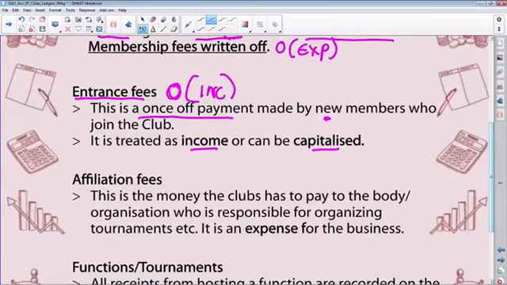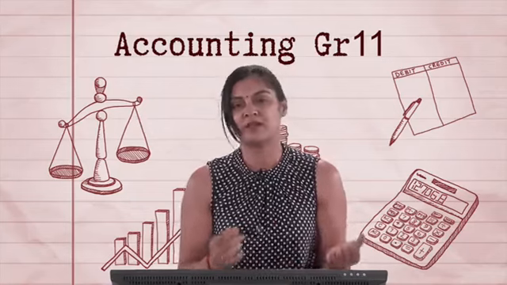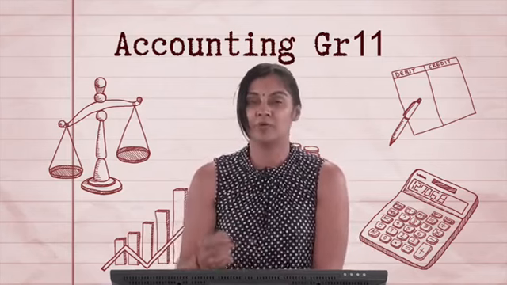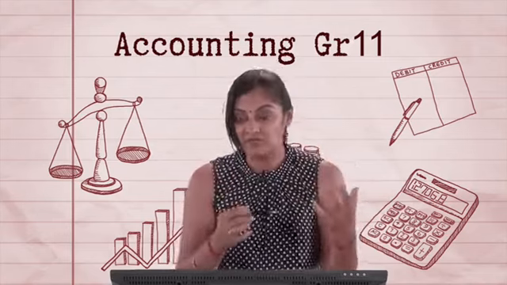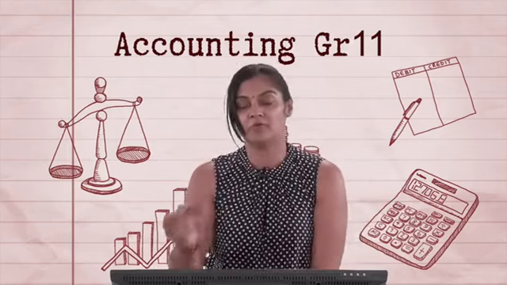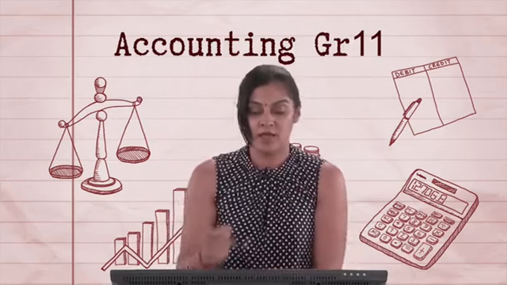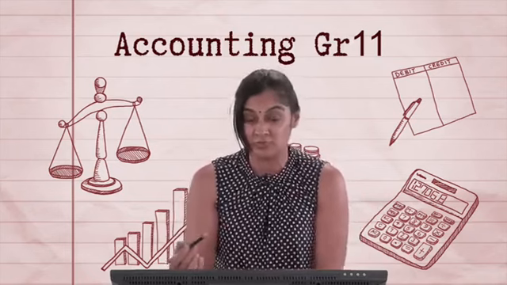Affiliation fees. This is the money the club has to pay to the body or organization responsible for organizing tournaments, etc. This is an expense for the business. Now remember, guys, a sports club cannot run in isolation. They want to compete with other clubs, play matches, host matches, etc. Take soccer as an example. You could have different clubs in Gauteng, but Gauteng itself would be the body that arranges these various tournaments. So in order to be part of, let's assume, the Gauteng Soccer Federation, your sports club needs to pay what we call an affiliation fee to be associated with that body. What is important to remember is that it is also owner's equity, but this is an expense for the business.